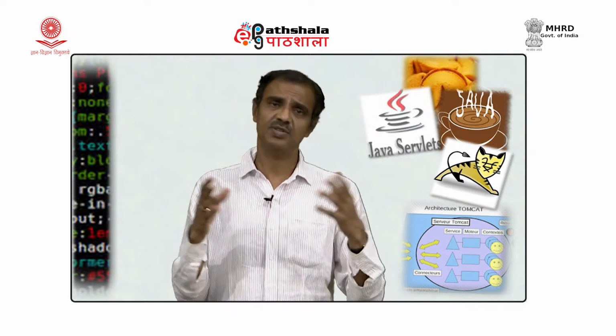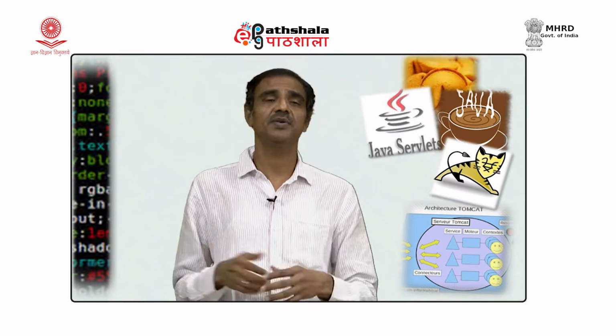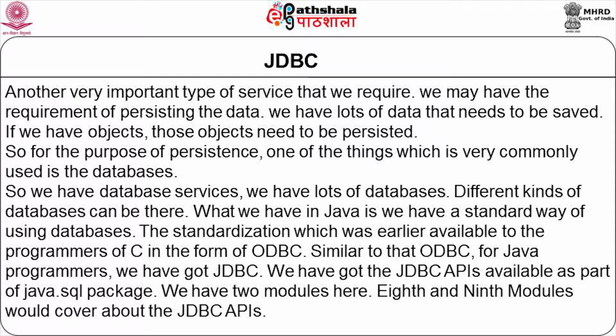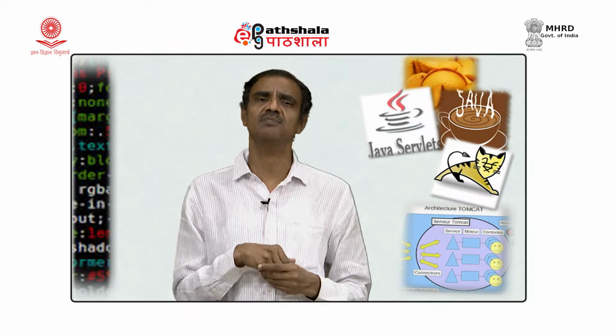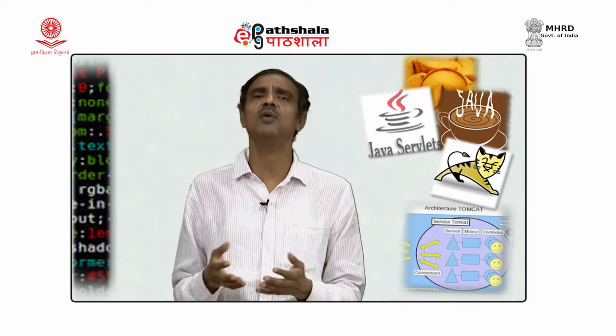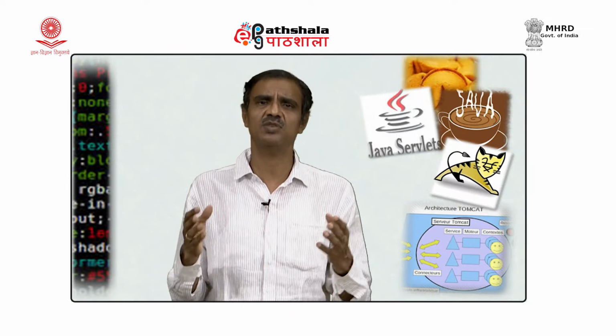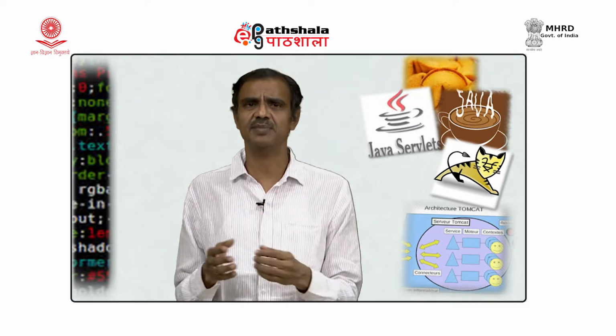Then there is another very important service which we always need. You may be following object-oriented technology or whatever, but you have the requirement of persisting your data. You have lots of data and that needs to be saved, and if you have objects, those objects need persistence. For the purpose of persistence, one of the things very commonly used is databases. So, we have the database services. Different kinds of databases can be there.